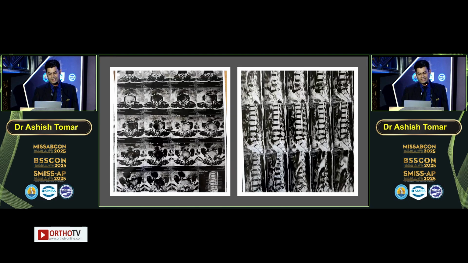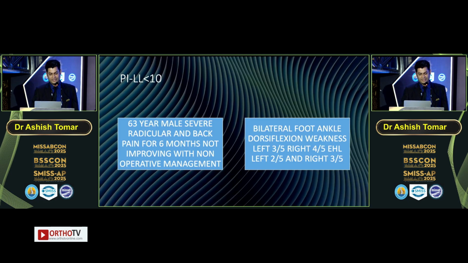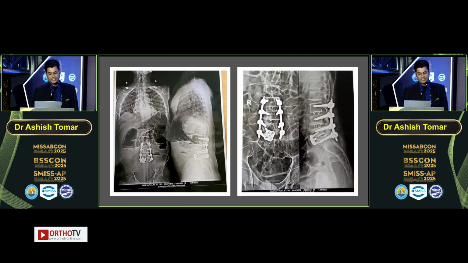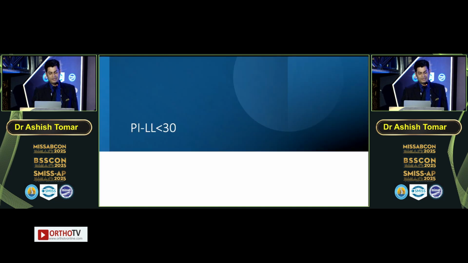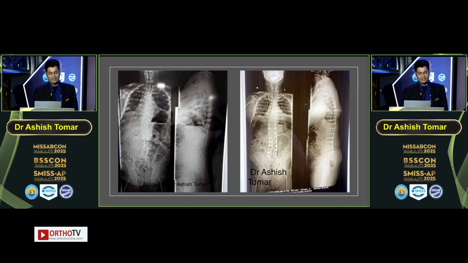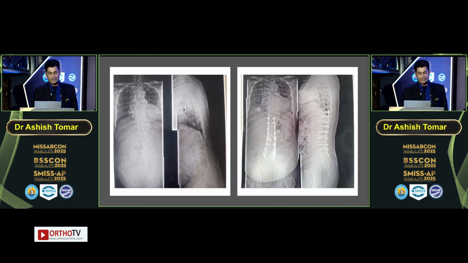These were just cases like PI minus LL less than 10. In this patient short fusions were done. This was the first stage, this was the second stage. PI minus LL less than 30: these are all cases where we did CMIS, and we were able to get decent correction.